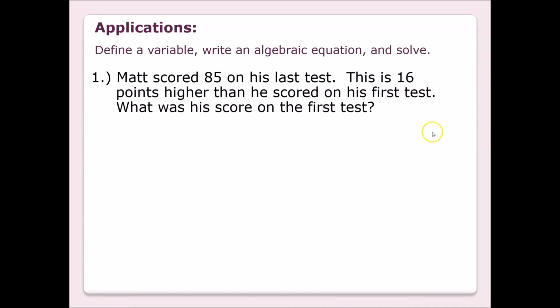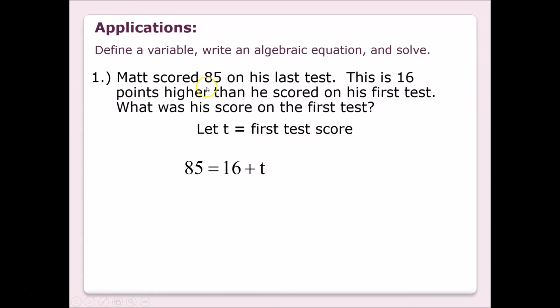That's what we need to find out. So first, we introduce the variable. Since it's a test, we can use T, the first letter. So we let T be the first test score. And then next, we write the equation.